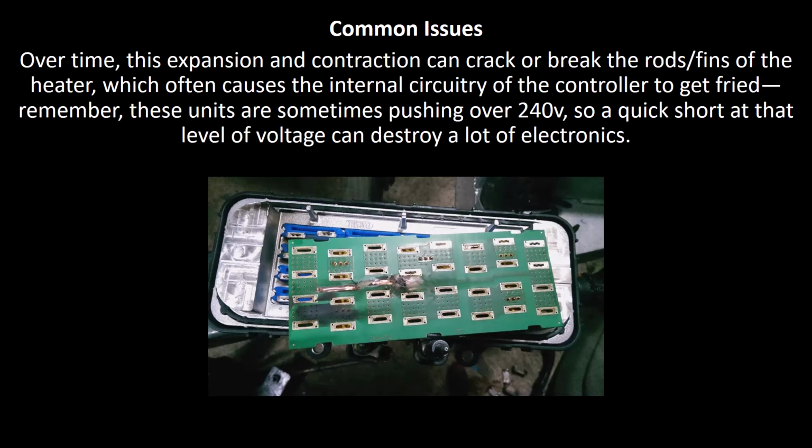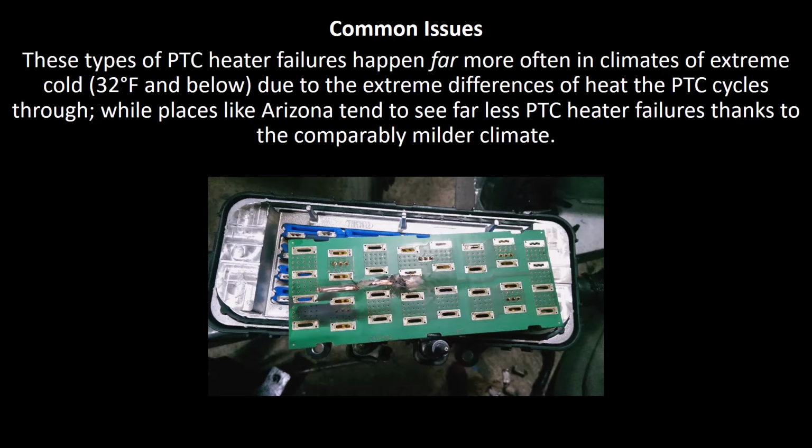Over time, this expansion and contraction can crack or break the rods and fins of the heater, which often causes the internal circuitry of the controller to get fried. Remember, these units are sometimes pushing over 240 volts, so a quick short at that level of voltage can destroy a lot of electronics. These types of PTC heater failures happen far more often in climates of extreme cold, 32 degrees Fahrenheit or below, due to the extreme differences of heat the PTC cycles through, while places like Arizona tend to see far fewer PTC heater failures thanks to the comparably milder climates.